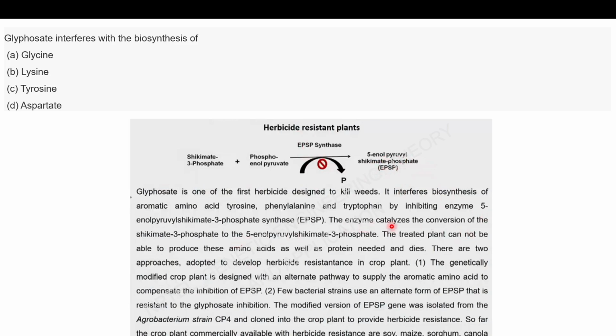The EPSP enzyme catalyzes the conversion of shikimate 3 phosphate to 5-enol pyruvyl shikimate 3 phosphate. Now, what happens here is the treated plant isn't able to produce these amino acids as well as the proteins that it needs, and hence it dies.